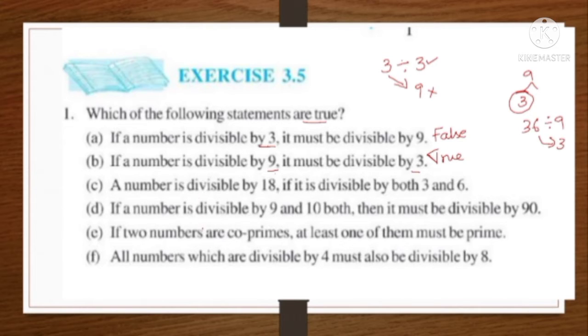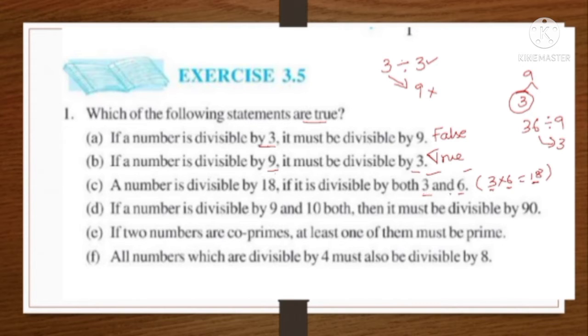The next, subdivision C. A number is divisible by 18 if it is divisible by 3 and 6. So what is actually 3 and 6? 3 into 6 is 18, isn't it? But we had seen that the product will also divide a number only if they are co-prime. We saw that only if they are co-prime does the product also divide, didn't we? But 3 and 6 are not co-prime.